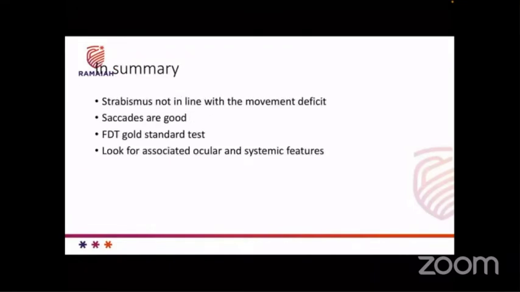So in summary, in restrictive strabismus, the strabismus is not in line with the movement deficit. Saccades are good, but there can be an abrupt stop of the saccades. FDT or force duction testing is the gold standard test. And you need to look for associated ocular and systemic features to pinpoint which syndrome we're looking at.